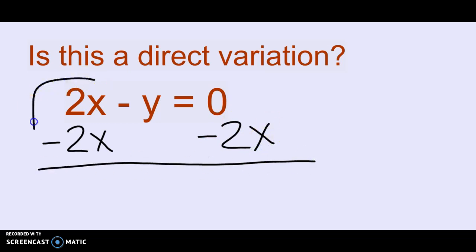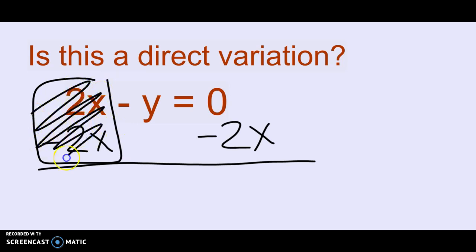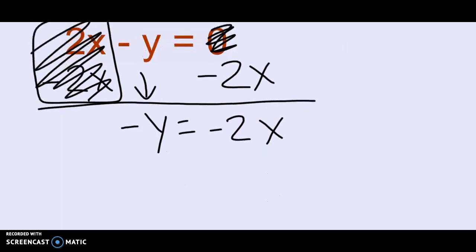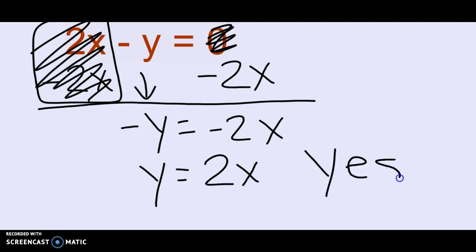2x minus 2x here is going to cancel out. You have to bring down your -y. The sign in front of it goes with it. All right, 0 minus 2x, we don't care about the 0, is minus 2x. Negative. So it's looking like a direct variation. Let's divide both sides by -1 or multiply by -1, and we get y equals positive 2x. So yes, it is a direct variation, and our k is equal to 2.